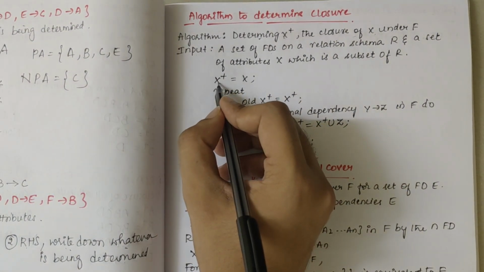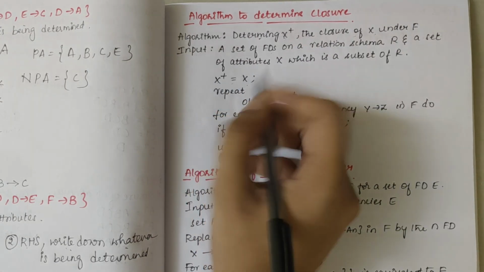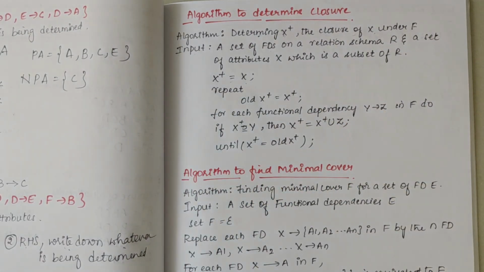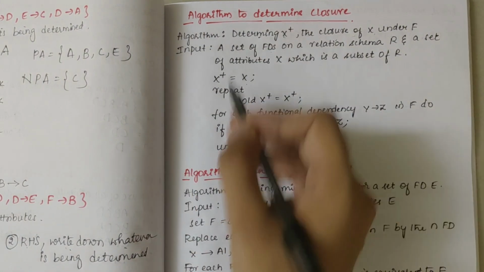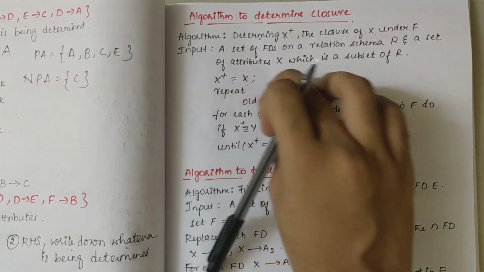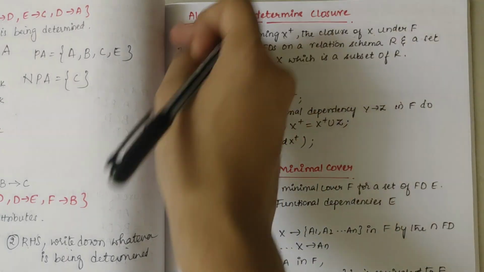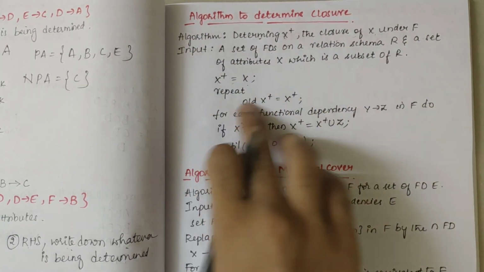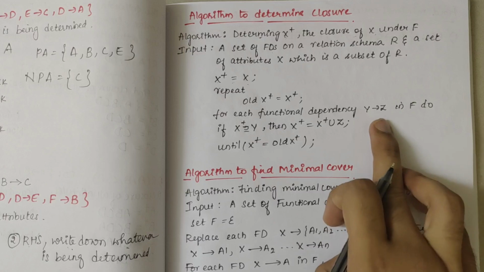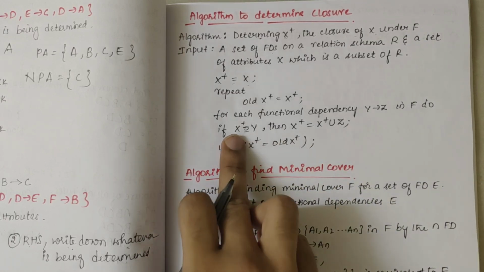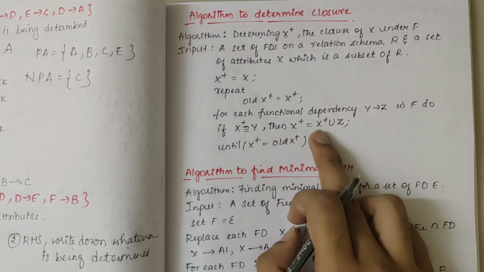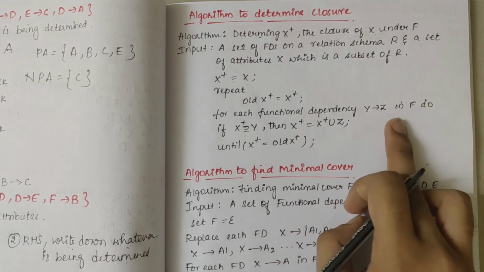Firstly, the closure of x would be x itself. That's what we did, right? First, for E closure, we wrote E and then we checked if E derives anything else further or not. This needs to be repeated until there is nothing new to add. Next, for each functional dependency y determining z in F, if x covers y, or y is a subset of x, then I can write x closure equals x closure union z, because z can also be included.